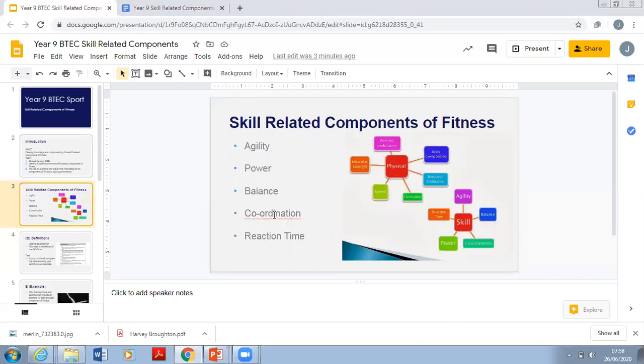What's really important, and I'll just hover over, you notice speed comes under physical, okay, not skill. However, on the GCSE specification, it comes under skill. So it's really important that if you're doing any revision, you revise the right thing, which is BTEC Sport, because speed sits under physical and not skill. So the skill related components of fitness are agility, power, balance, coordination, and reaction time, okay?